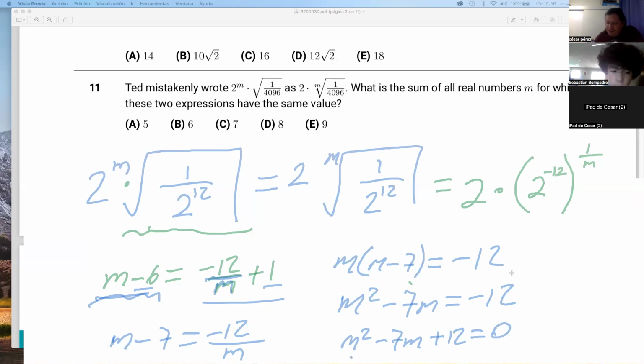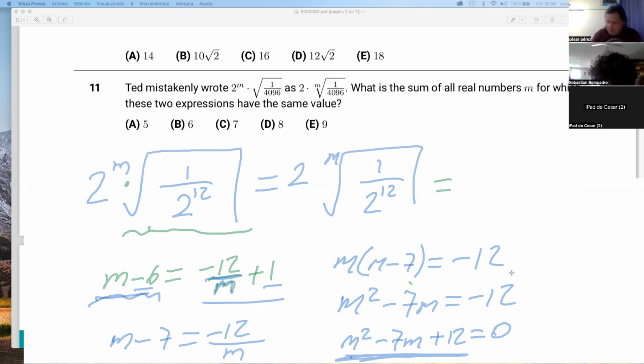Do you know how to factor this? Factorize. Yes, I think the word is factor. We need to find a multiplication that gives this. Factoring.